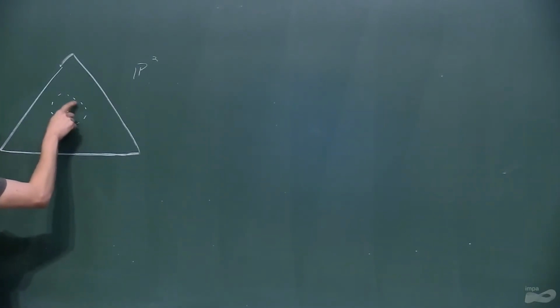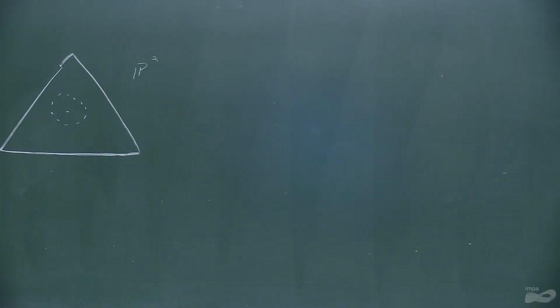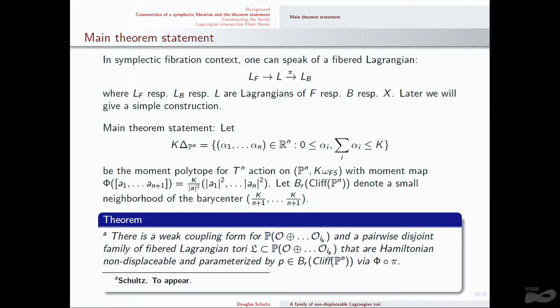So sort of parameterized by points in here. Okay, and then I have to tell you how to construct this, and then I have to tell you why they're Hamiltonian non-displaceable. So the first part is the easy part, and then there will be the Floer theory part, which the non-experts can take a nap or something.